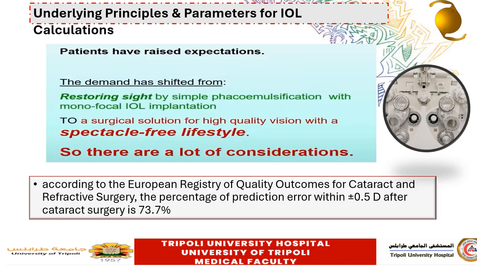According to the European Registry of Quality Outcomes for cataract and refractive surgery, a prediction error within plus or minus 0.5 diopter is found in only 73% of the cases, and a prediction error of up to 1 diopter is seen in 80% of the cases. So an appropriate and accurate mathematical calculation to predict the effective lens position is a mandatory tool, to go parallel with the advancement and evolution in the technology of phacoemulsification and IOL manufacturing and production.